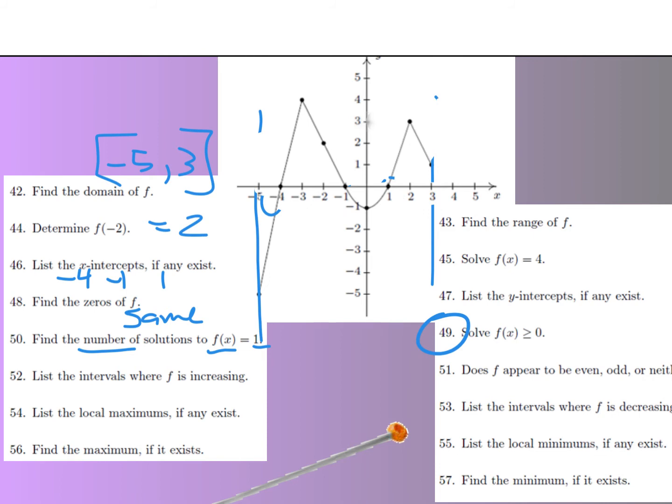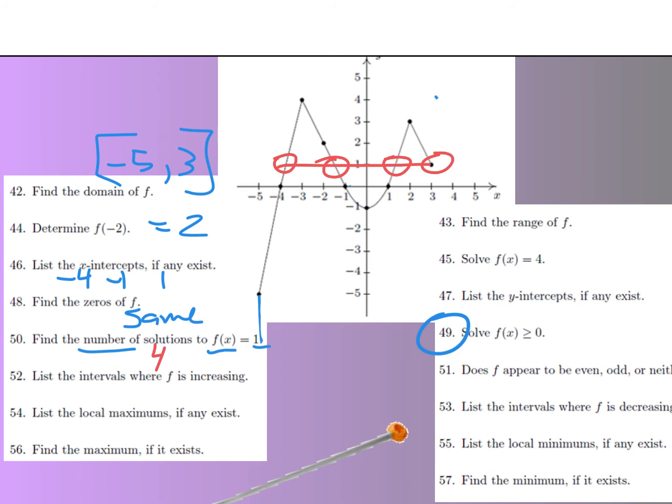Y is 1. Okay, so now I'm going to draw a line at y is 1. Here's where y is 1. How many solutions do I have? 1, 2, 3, 4 solutions where y is 1. Process that. It's important. One of the most missed questions. Any questions about that question?